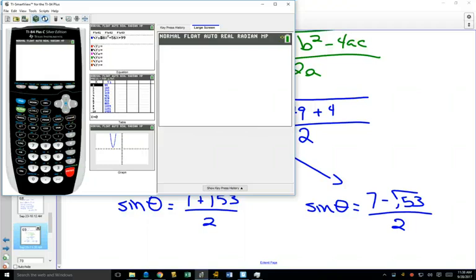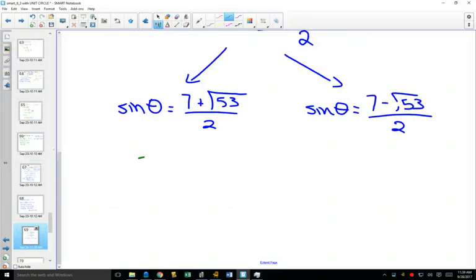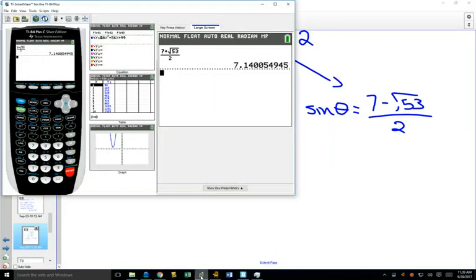Using the fraction button, 7 plus the square root of 53, all divided by 2. Push enter. This one is 7.14. And again, I'm teaching you some calculator tricks as you go along.